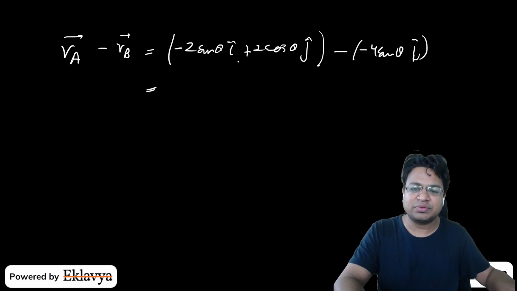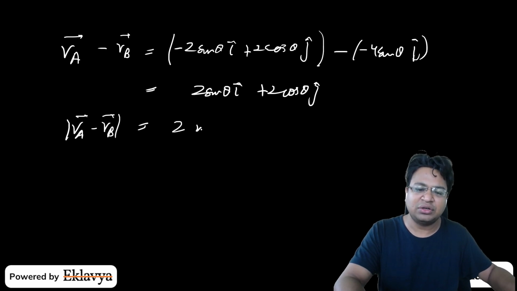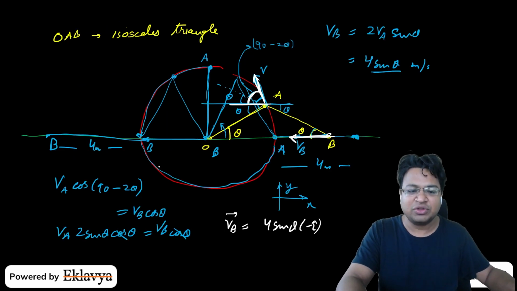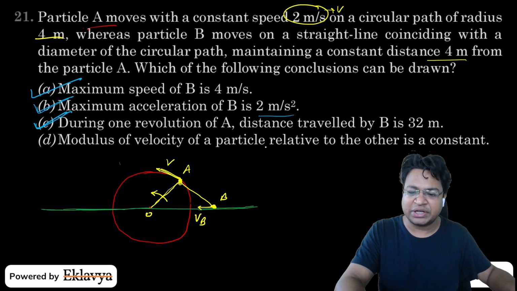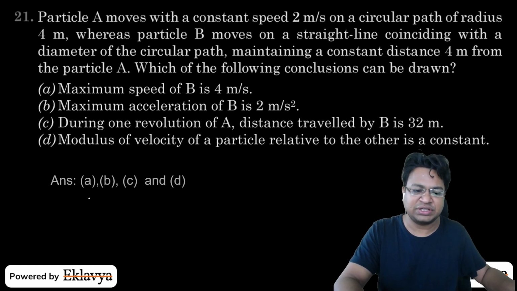Okay. So this becomes what? This becomes 2 sine theta I cap plus 2 cos theta j cap. And when we take the modulus of this velocity, we end up getting 2 meter per second, which is a constant value. So let's go back to option D. Modulus of velocity of a particle relative to the other is constant. So yes, even this option is correct. So for this question, all the 4 options are correct: A, B, C, and D, all 4 are correct, as we can see here.